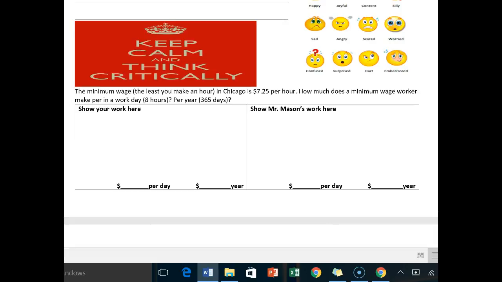All right? So let's take a look at the world compared to Chicago. The minimum wage, which is lingo for the least you can make an hour, the least a job can pay you. A job has to pay you $7.25 an hour. They can pay you more, but at the very least, they have to pay you $7.25 per hour. How much does a minimum wage worker make per workday per year?